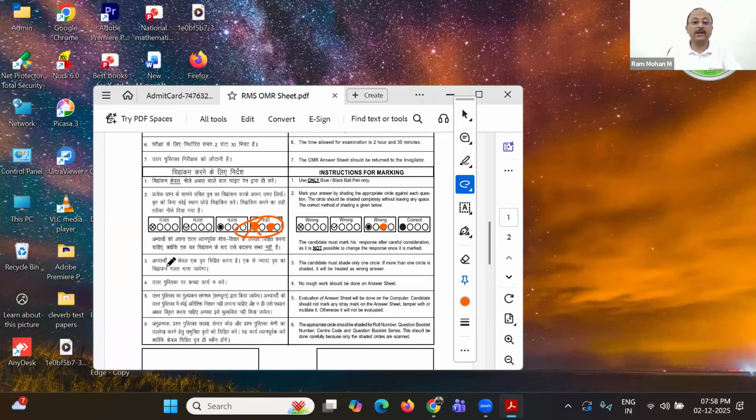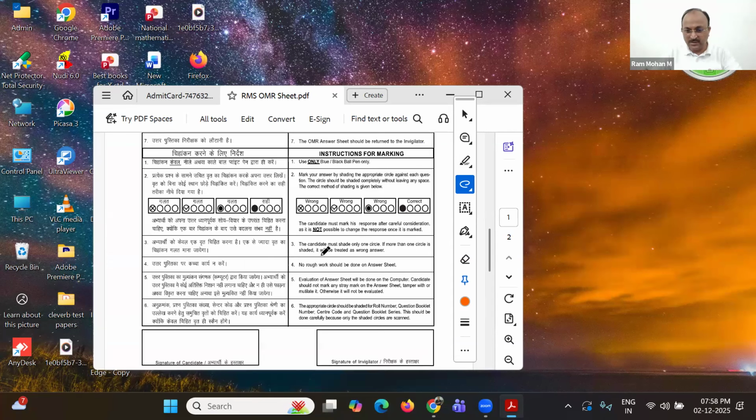Completely. Okay. The candidate must mark his response after careful consideration, as it is not possible to change the answer once it is filled. And also, you should not do rough work on the OMR sheet. Suppose your pen is not writing. What we will do sometimes, we will check on our paper at the bottom, scratch something. Now it is writing, no, then we'll go to writing. Don't do that on another OMR sheet.